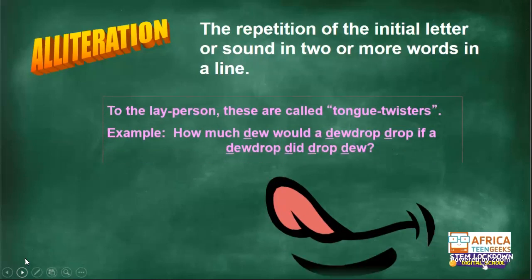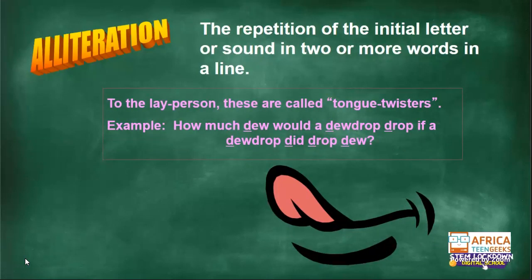Okay, right, and here are examples to the layperson. These are called tongue twisters. So here's an example of a tongue twister. Don't laugh at me. It says, how much dew would a dew drop drop if a dew drop did drop dew? And I'm going to try that one more time for you guys. How much dew would a dew drop drop if a dew drop did drop dew? And if you look at this example, it's a repetition of the letter D. D from dew, another D from dew, then drop, then drop, dew, dew, dew drop, did drop dew.